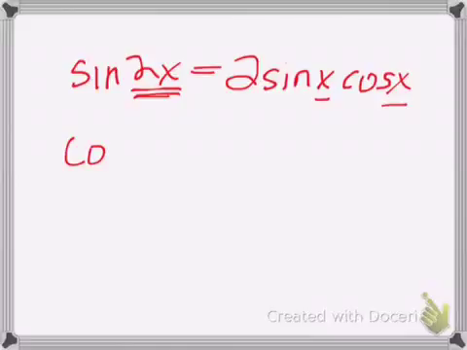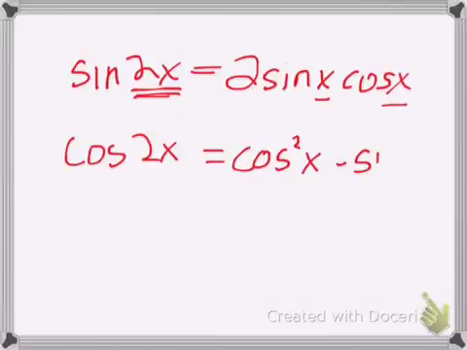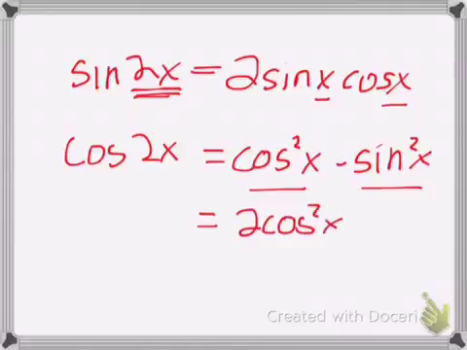Cosine of 2x was cosine squared minus sine squared. Is that correct? Cosine squared of x minus sine squared of x. And because we can make substitutions for either of these, 1 minus sine squared or 1 minus cosine squared, we can express these as 2 cosine squared x minus 1, or we could do it as 1 minus 2 sine squared x.